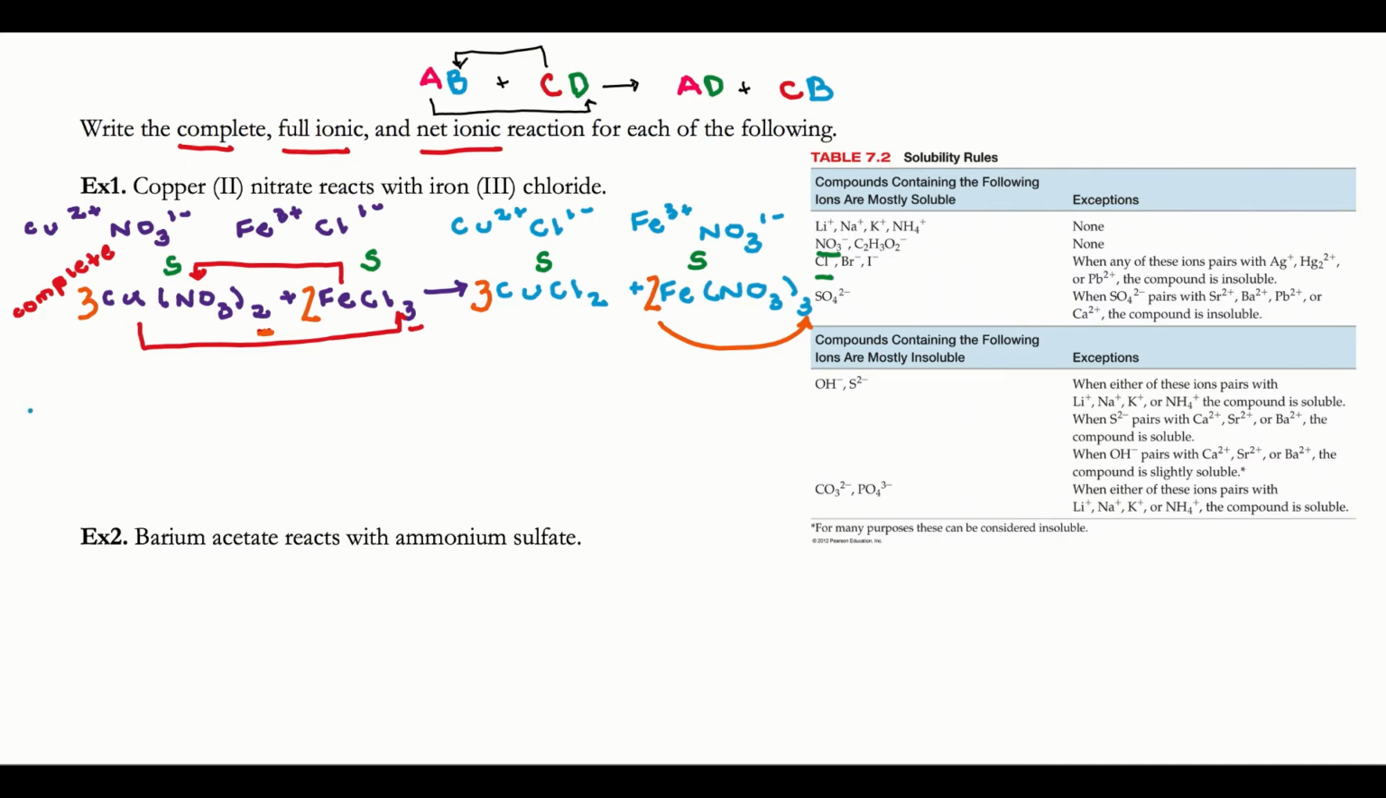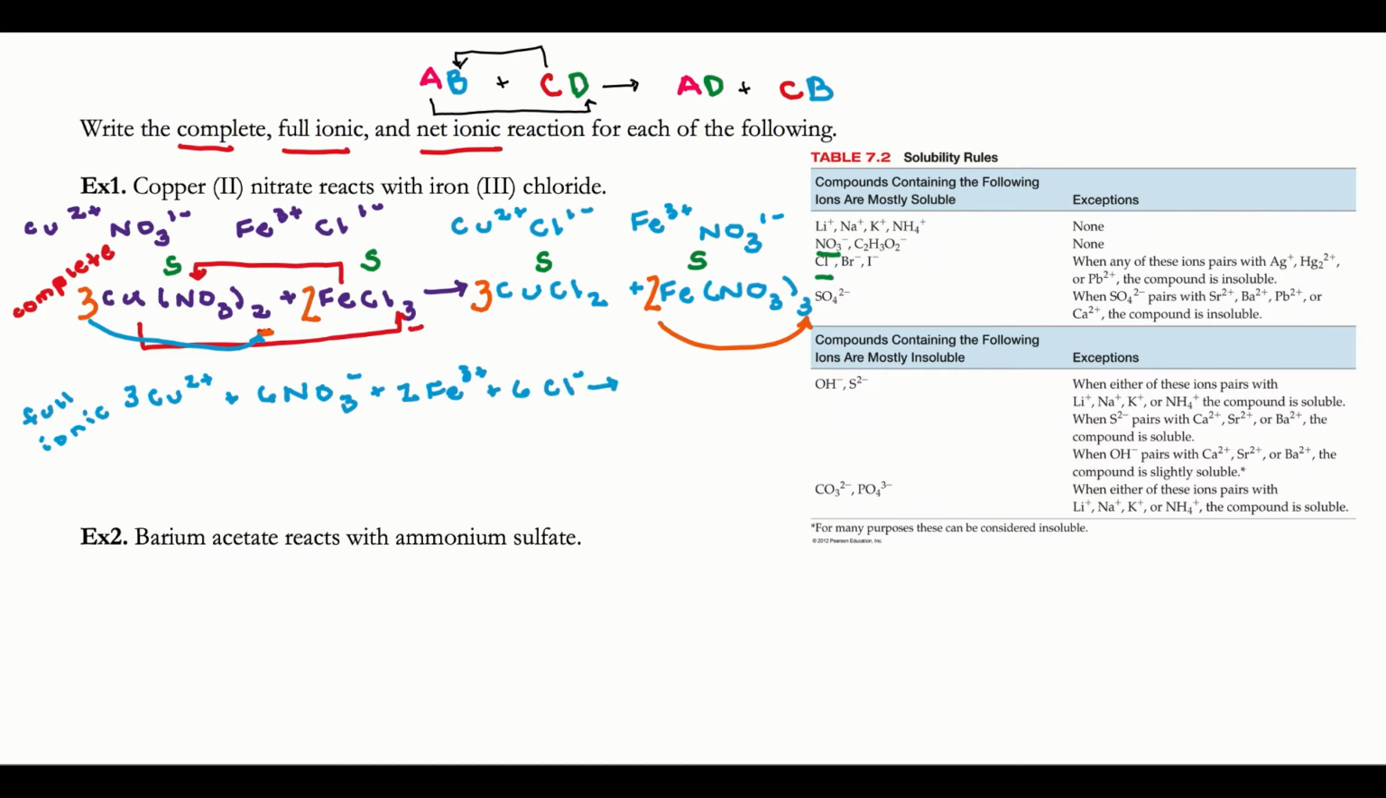So when I write out my full ionic, to break up my ions, I've got 3 copper ions. Notice I'm going to get rid of the subscript for nitrate in a second. I have a total of 6 nitrate ions, so I'm going to just put 6 nitrates here. So the 2 goes out front now because I've got 6 nitrate ions. I've got 2 iron ions, so 2 Fe3+. I've got 6 chloride ions, 6 Cl-.